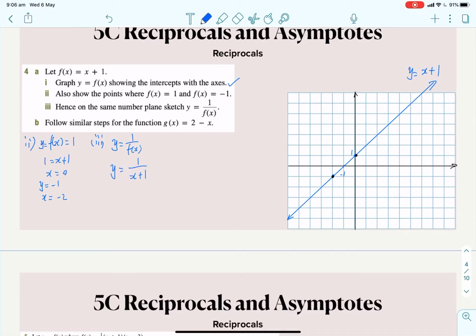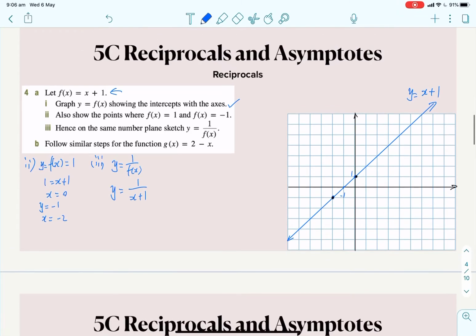When we do reciprocals, 1 over 1 is 1. So it's also the intercept between the original line and the reciprocals. That is why it's quite important. I'll show you in another example later, but that's an important point when we need to draw reciprocals.